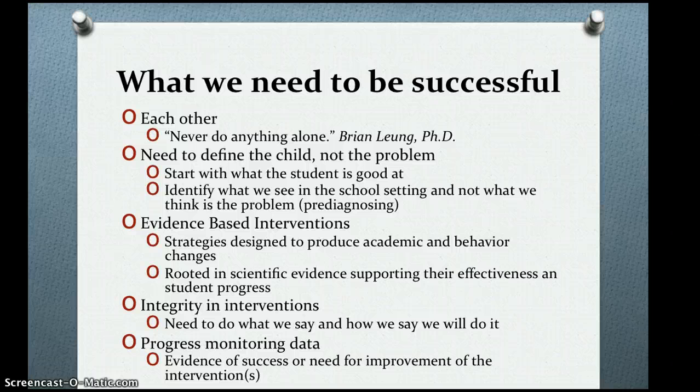We also need to implement evidence-based interventions. These are strategies that have been designed to produce academic and behavior changes. They are rooted in scientific evidence supporting their effectiveness on student success and student progress. We need to also implement these interventions with integrity and fidelity. What we say we're going to implement, we're actually going to do it, show evidence, and monitor progress to make sure that we are seeing some type of progress, whether it may be declining, a steady but slow progress, or the student demonstrating excellent progress.